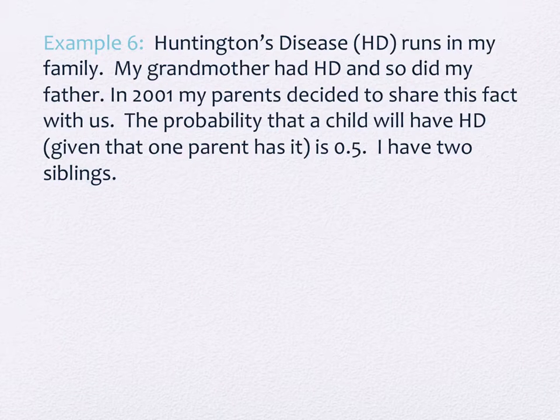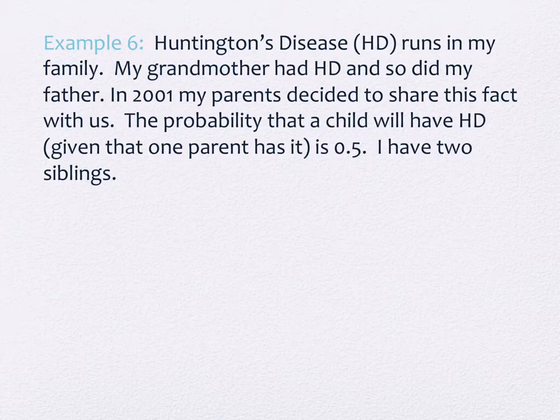In 2001, my parents decided to tell us Grandma has Huntington's. She'd been misdiagnosed for a long time with several different things, but they had known for a while that this is what she had, and they finally decided to tell us. The probability that a child will have Huntington's, given that one of the parents has it, is 0.5, and I have 2 siblings. So let me tell you a little bit about Huntington's so that you can have a greater appreciation for the significance that this scenario plays in my life.